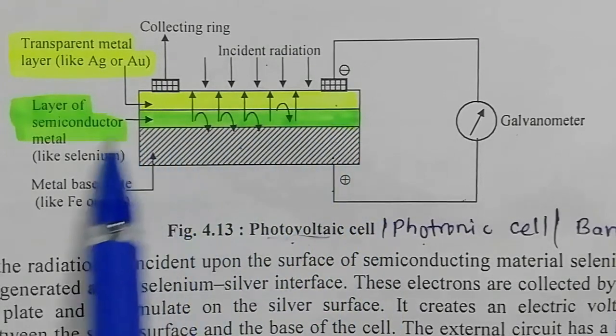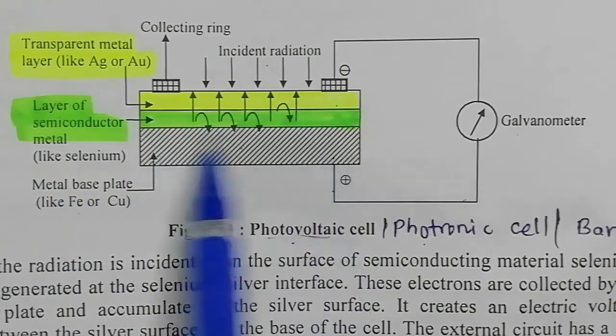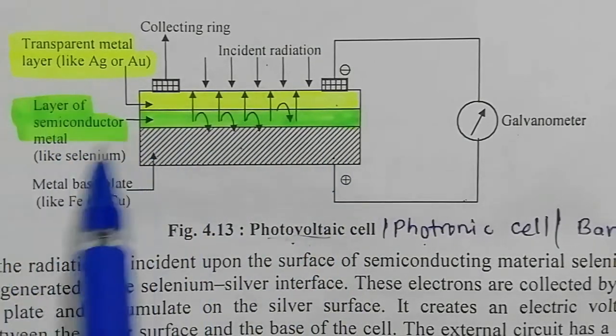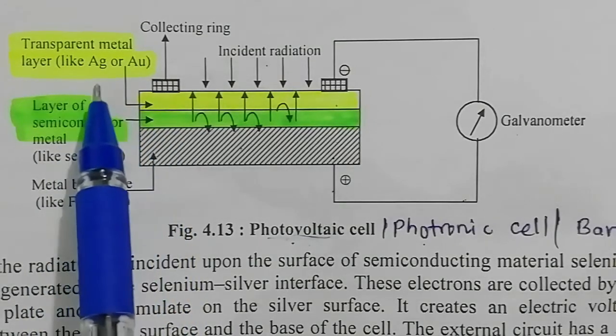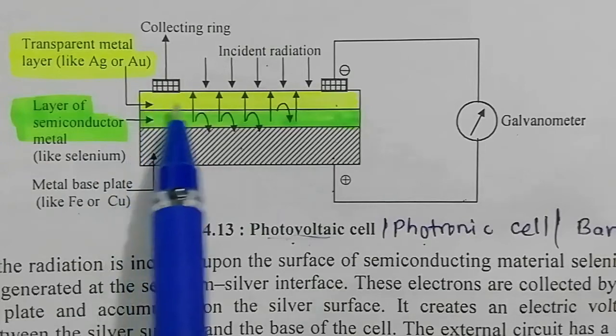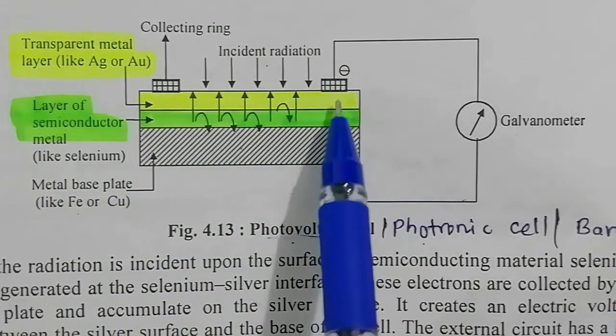A small layer of semiconducting material such as selenium is deposited over this metal plate, and this layer of semiconductor selenium is covered by a transparent metal such as silver or iron. And this is connected to the negative terminal of our cell.